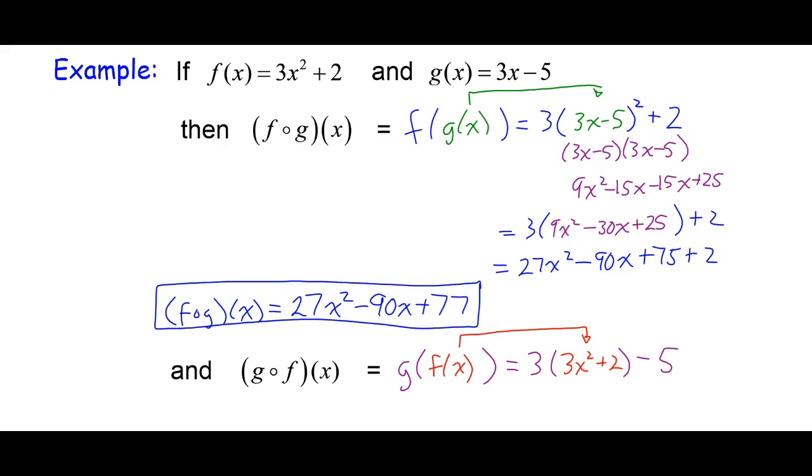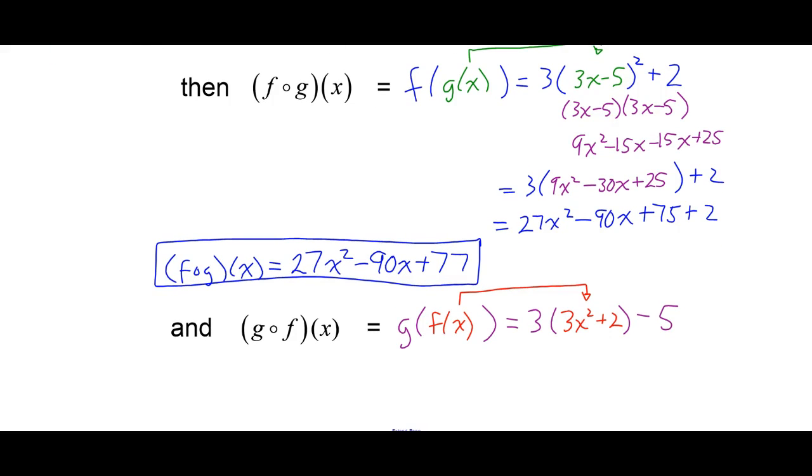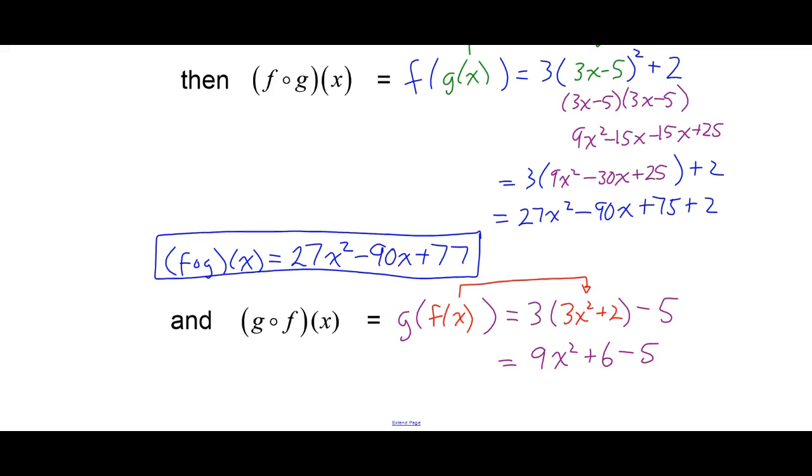And this is a lot quicker to solve for than the previous one. We don't have to FOIL anything out. We just have to distribute that 3 in. 9x squared plus 6 minus 5. And then there's a tiny little bit of collecting like terms, but not very much at all. And you end up with this, 9x squared plus 1.